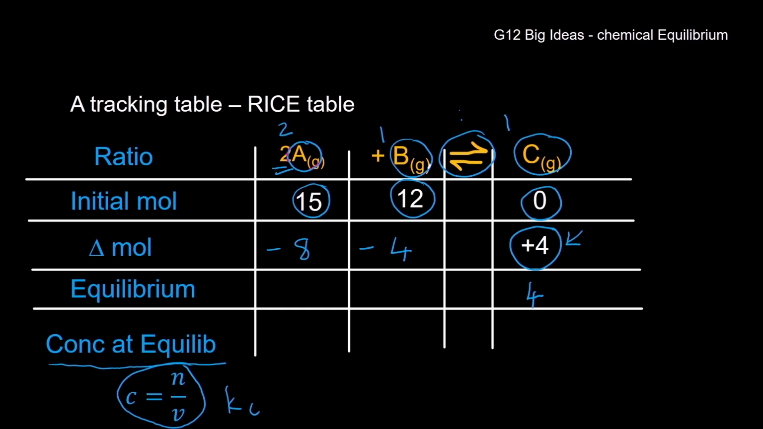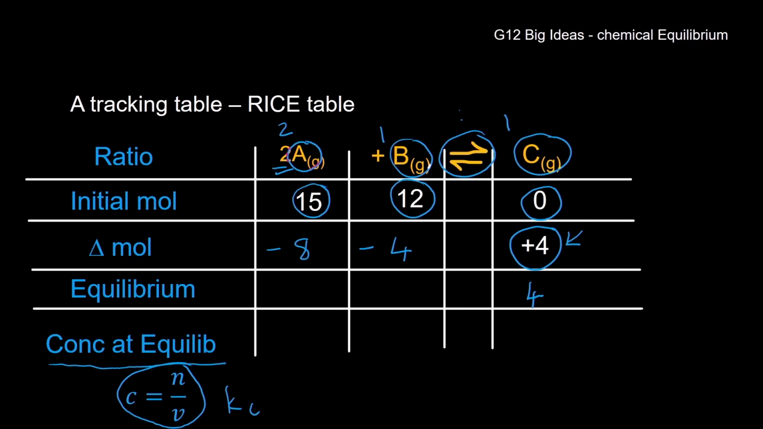So at equilibrium, what will the number of mole be for each of these substances? So we're going to subtract, because the change in mole is what is used up by A, or how A is being used up. So 15 minus 8 is going to be 7, so there'll be 7 mole. 12 minus 4 is 8, and so there's going to be 8 mole of B, and of course we have then 4 mole of C that is formed.